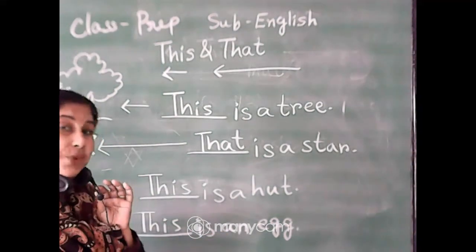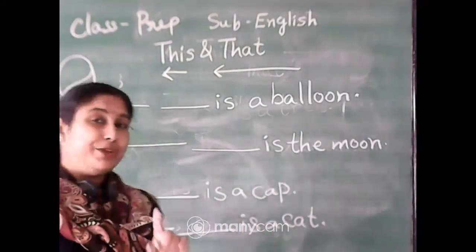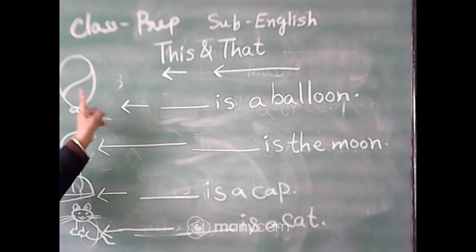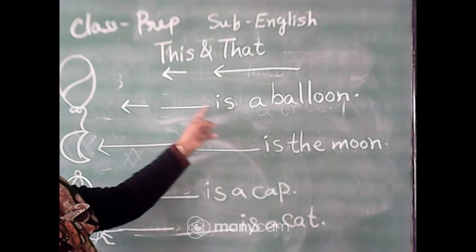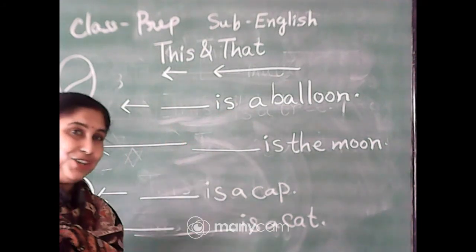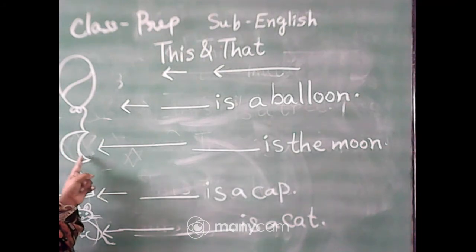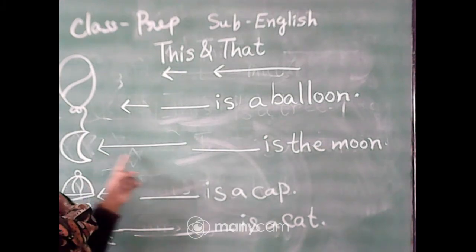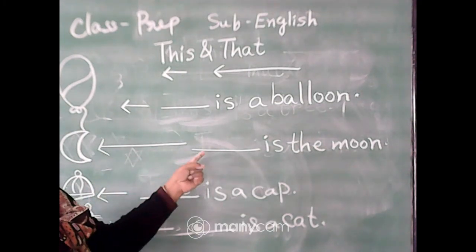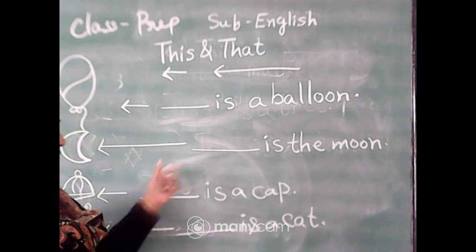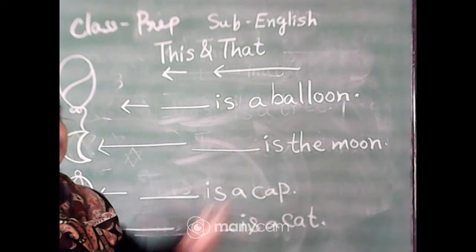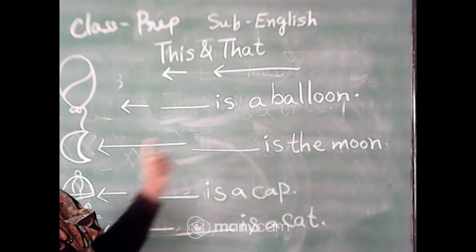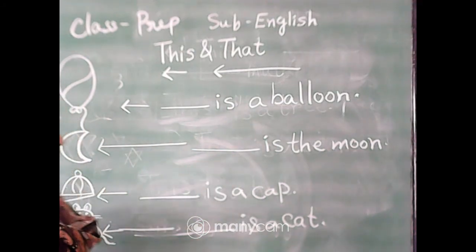Okay, this work. So what we will do? Dash is a balloon. The small arrow is here. What you will put? You will put, yes, this is a balloon. Do it by yourself. Another is, there is a moon, Chand Mama. So moon, a big arrow. Thereafter dash is the moon. This or that? Yes, it will be that. That is the moon. Very good.